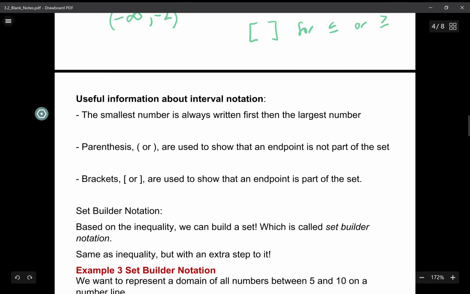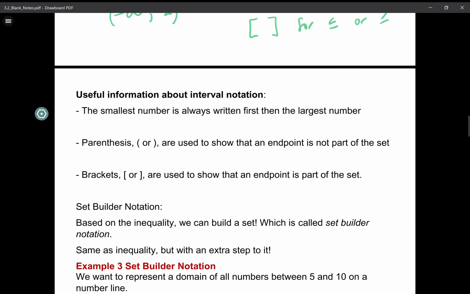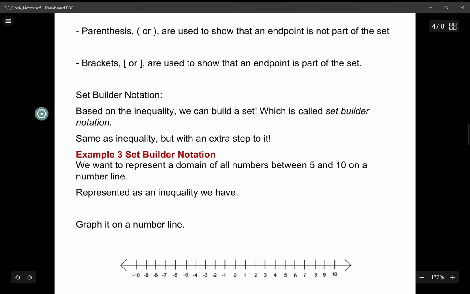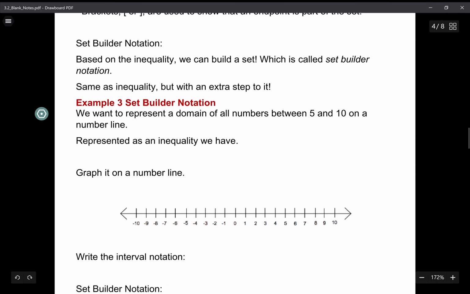All right, let's go over a few things about interval notation. Remember, you always write the smallest number, comma, the largest number. You use parentheses if you do not want to include the endpoint, and you use brackets if you do want to include the endpoint. There's one more way we're going to write domains, and that is using set builder notation.